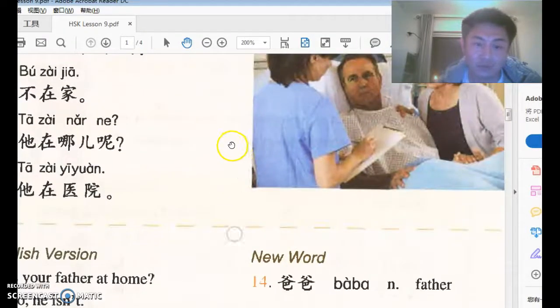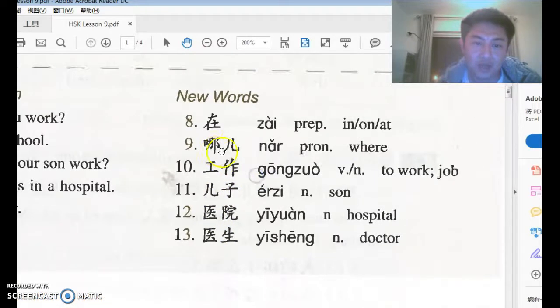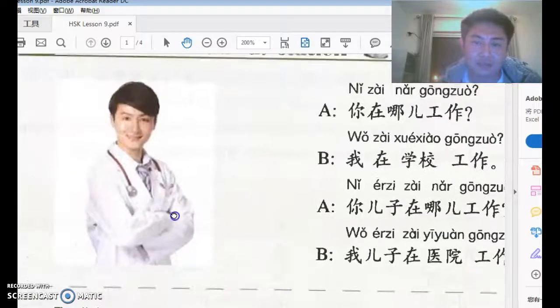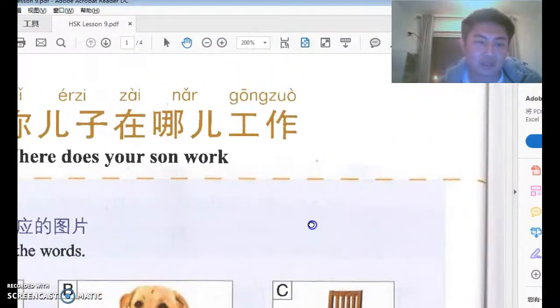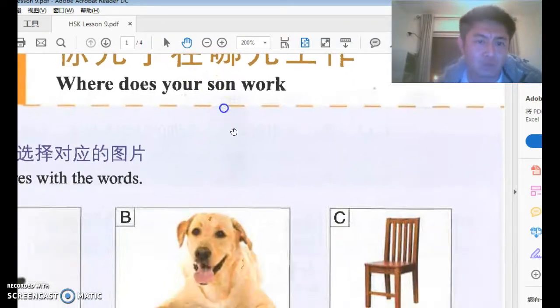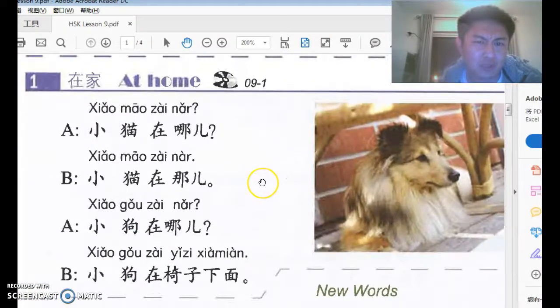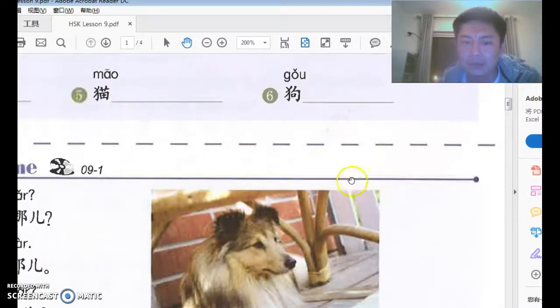All right, we learned a few words: 爸爸, 医生, 医院, 儿子, 工作, 哪儿, 在, right? And the grammar point is not too difficult. Well, 在 can be a bit of a head scratcher, but keep in mind that it is before a place, which means at or in a place. All right, so that's that for lesson 9. I hope you have a good time learning it.